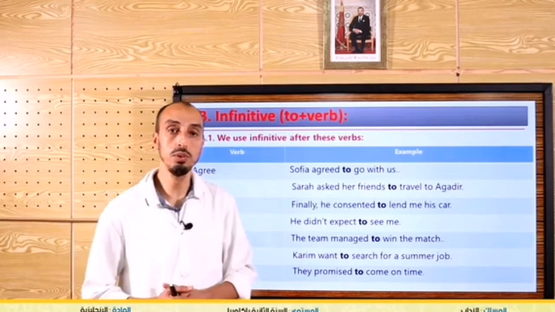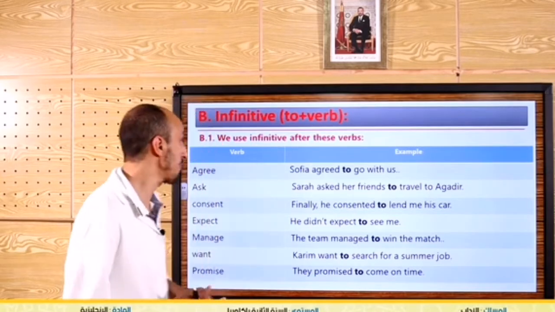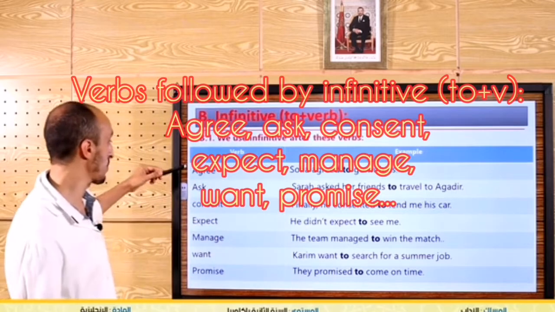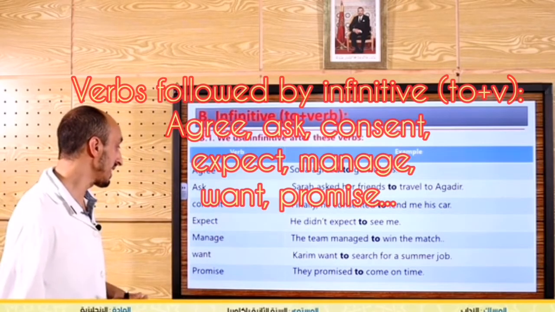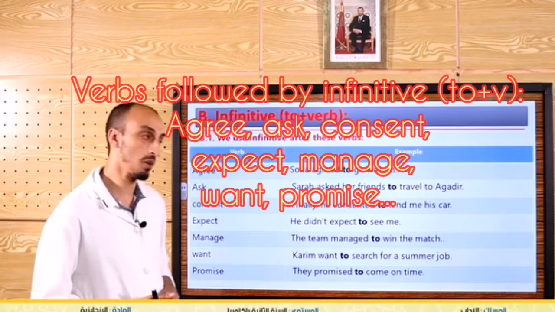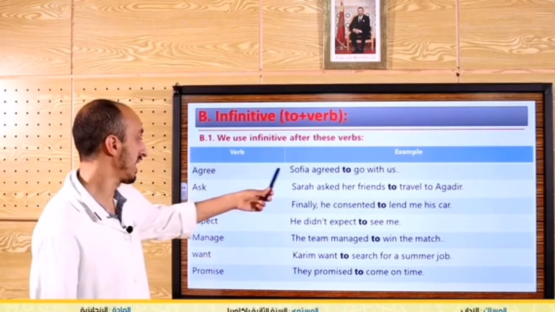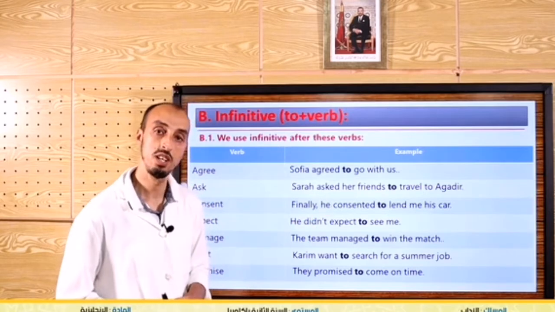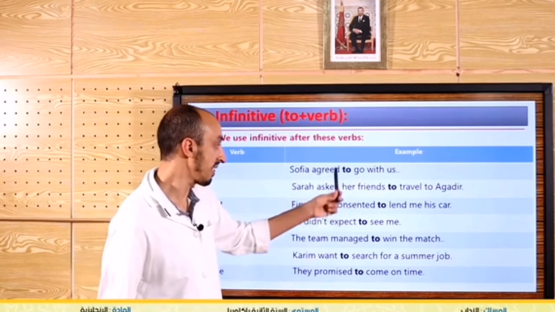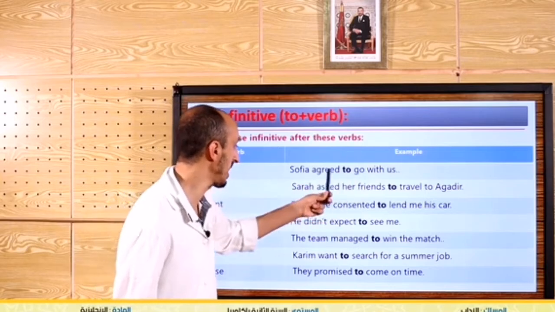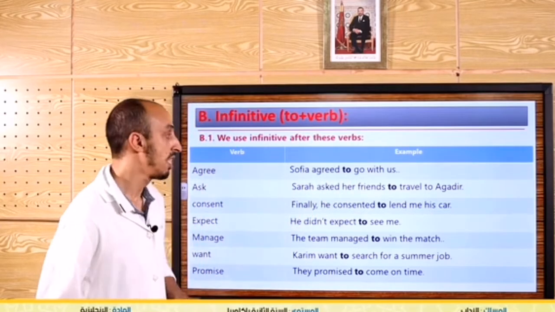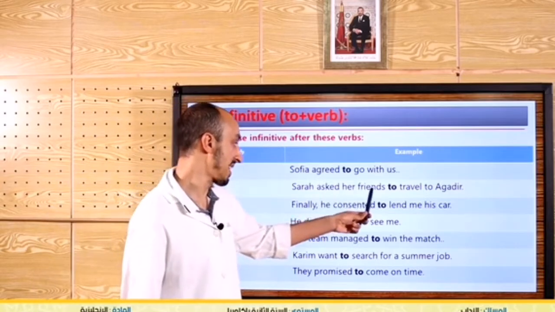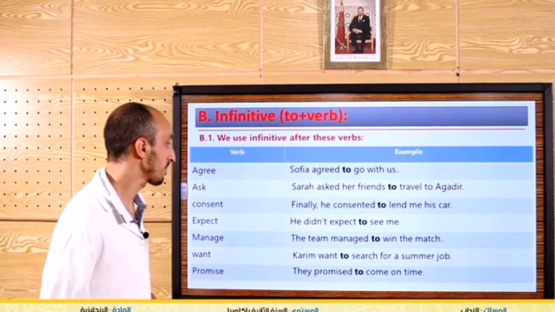Now let's move to B, infinitive. Let's talk about infinitive. We use infinitive after these verbs. Let's look at these verbs: agree, ask, consent, expect, manage, want, and promise. Let's see an example. Sophia agreed to go with us. Where is the infinitive? It is to go. Why is it infinitive? Because it comes right after the verb agree. Agreed to go.